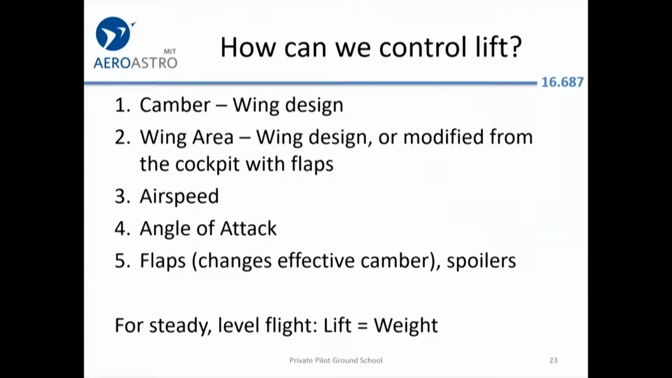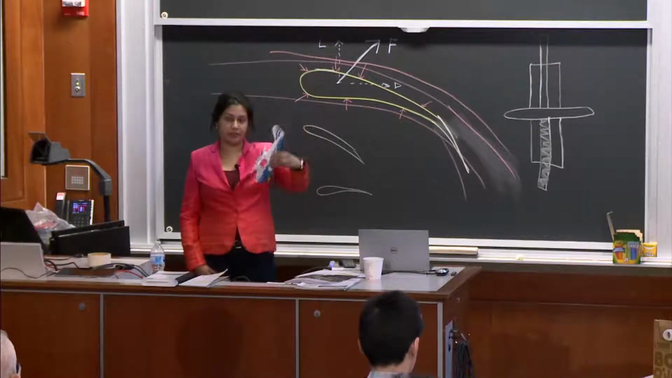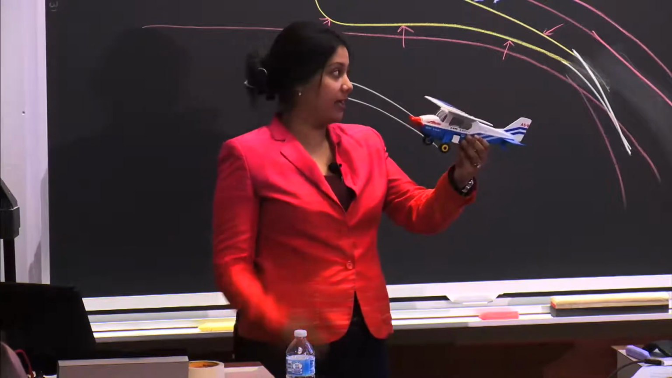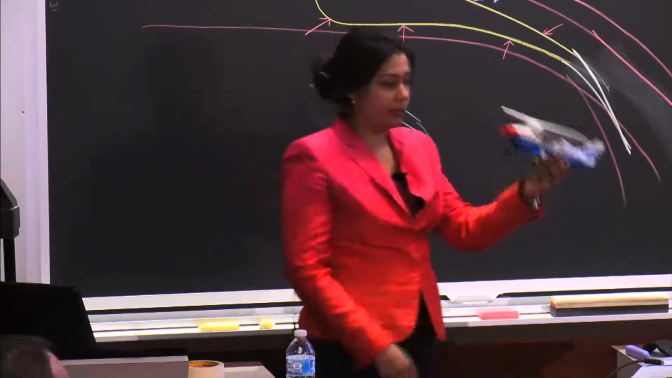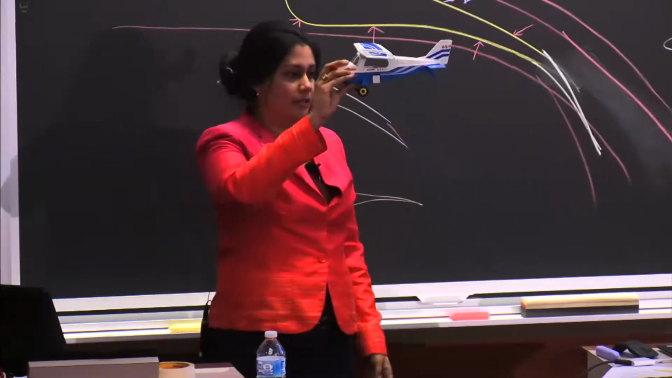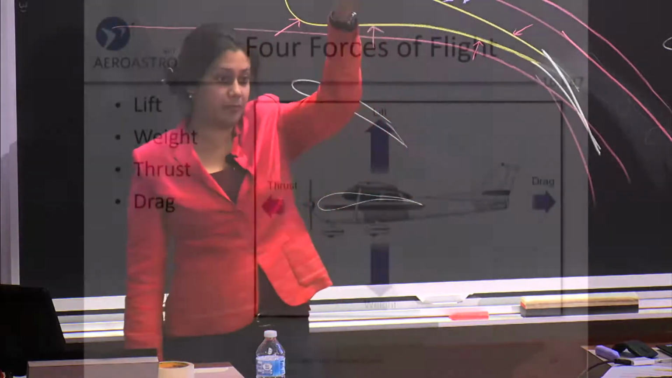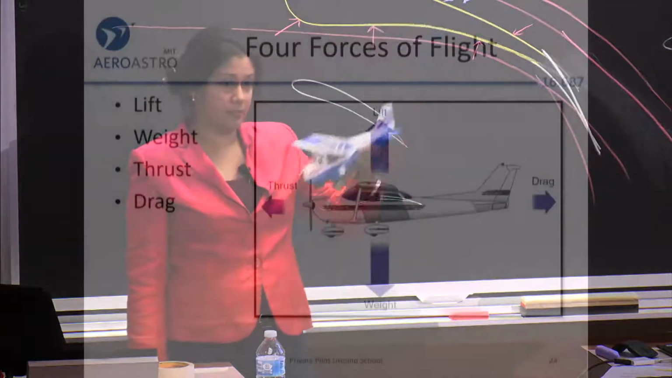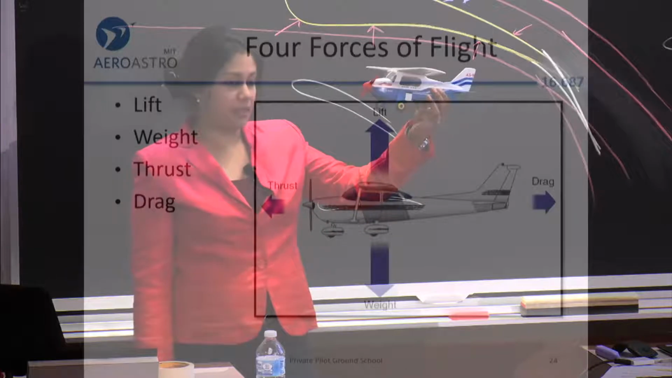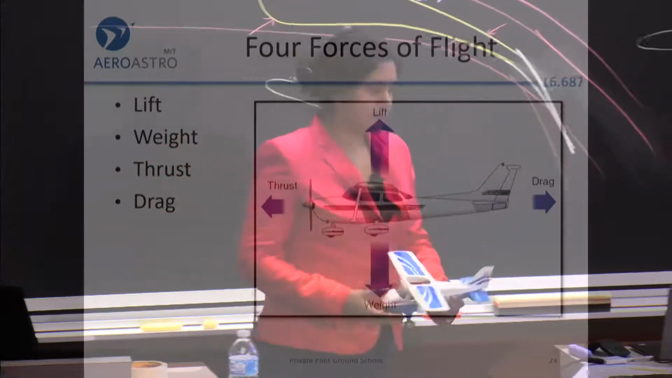And when we talked about the 4 forces of flight, if you're doing steady flight, you're not climbing or descending, but you're just flying straight, that means that your lift and your weight basically cancel each other out. If your lift is greater than your weight, then you can climb. And if your weight is greater than your lift, then you descend. But if you're just flying straight, you're in an equilibrium where those 2 forces cancel out.